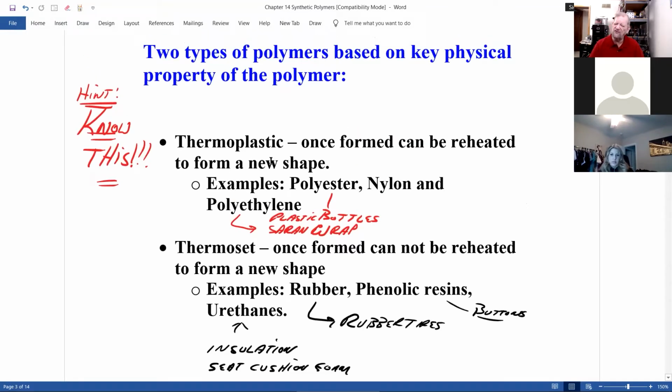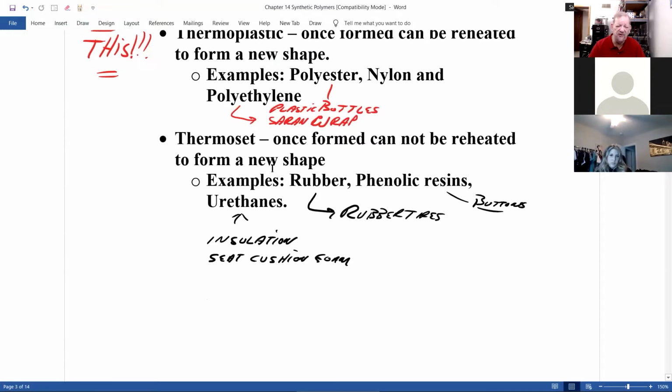So again, thermoplastic, once formed, can be reheated to form a new shape. Examples you should know, plastic bottles or saran wrap. Now, thermoset, once formed, cannot be reheated to form a new shape. An example of that would be rubber tires or phenolic resins, your buttons, and certain insulation.